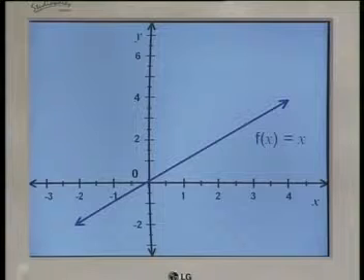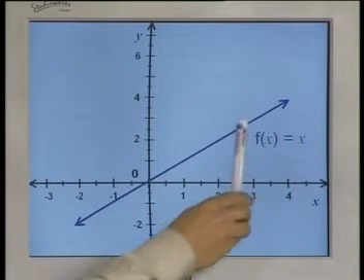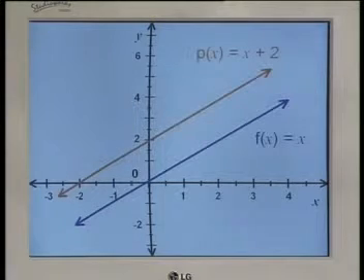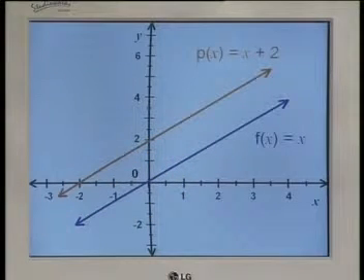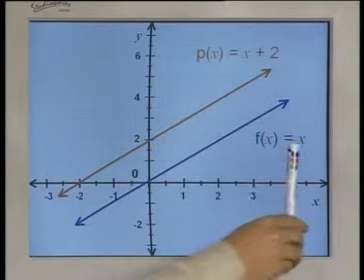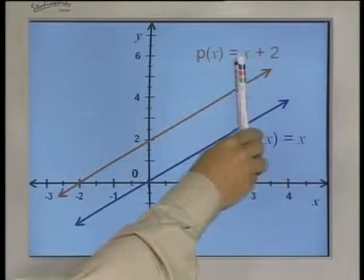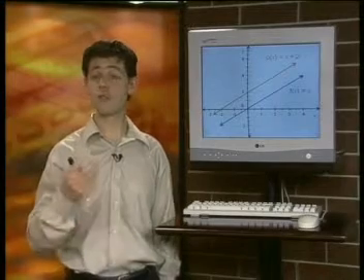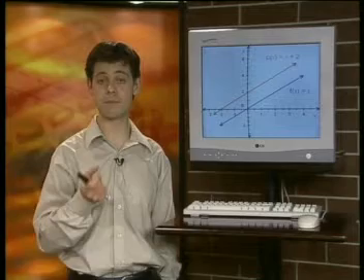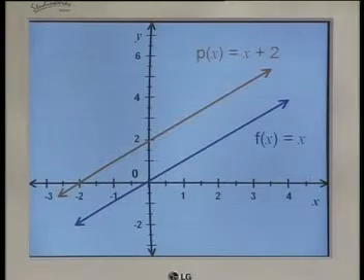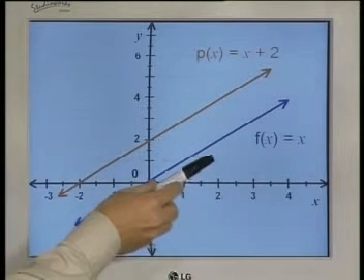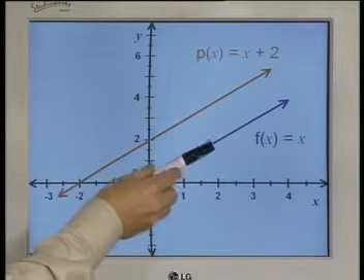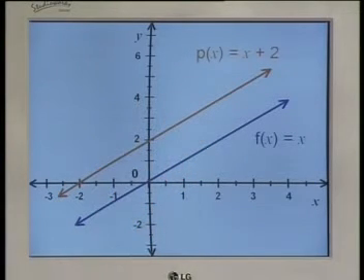Here I have sketched the graph again of f of x is equal to x. The second graph I've sketched is p of x is equal to x plus 2. Now for both graphs, the gradient is 1. Remember, the gradient is the same as the coefficient of the x term. In transformation geometry, we often say that the graph has been shifted. So in our example, the graph of p has been obtained by shifting the graph of f up 2 units without changing the gradient.